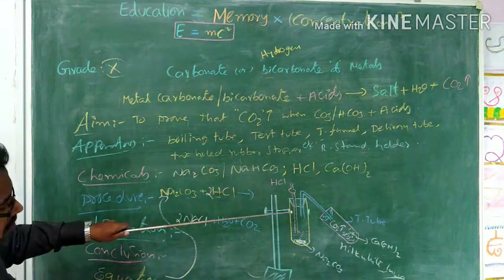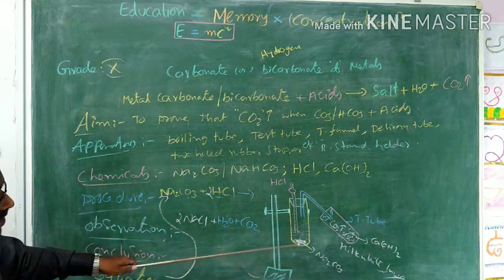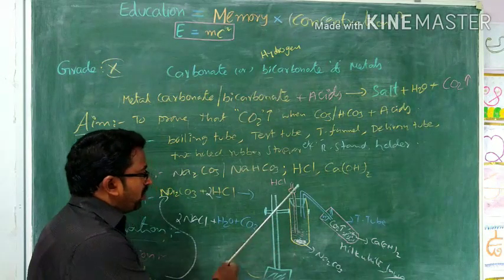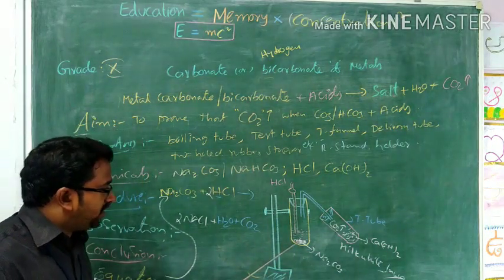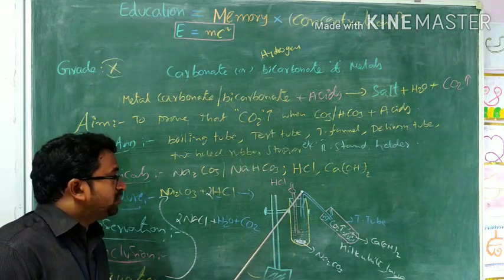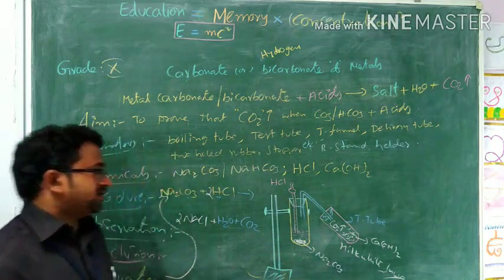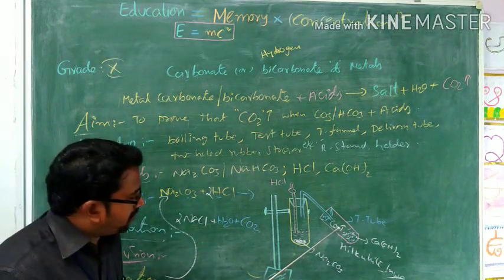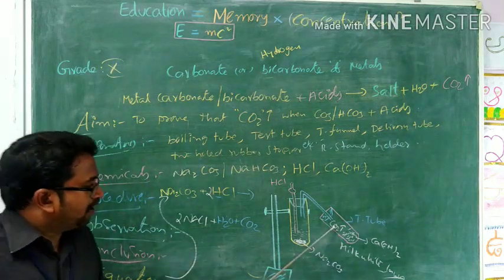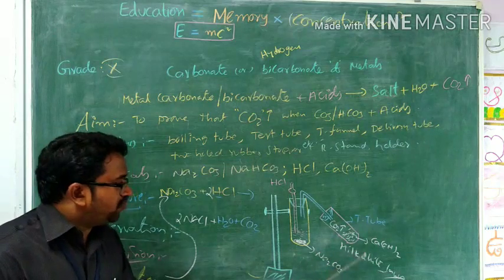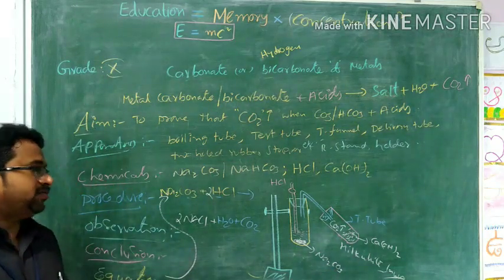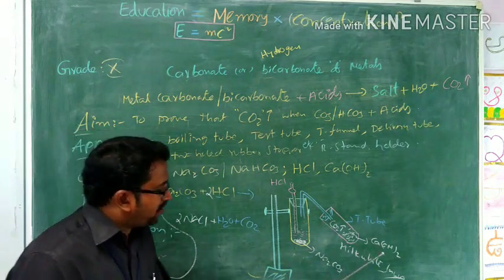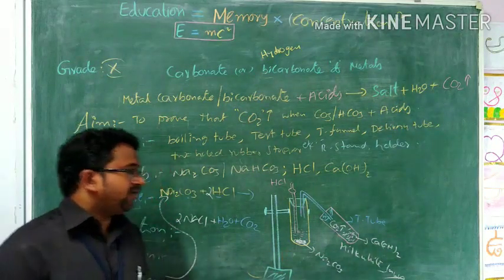Now when you add some hydrochloric acid with the help of the thistle funnel, a reaction takes place between this HCl and sodium carbonate and one gas is evolved. It won't escape through the thistle funnel because it is already dipped in HCl, so it will come through the delivery tube and enter the calcium hydroxide. Then you have to observe one thing. If you observe what is happening here, this limewater turns into a milky white layer. That is our observation. Conclusion: only carbon dioxide gas has the capacity to turn limewater milky.